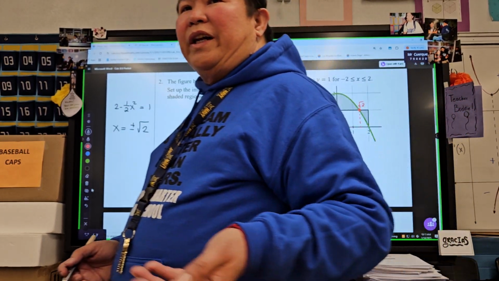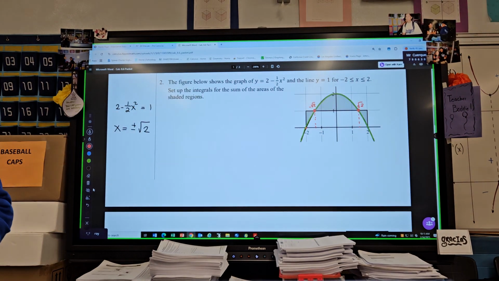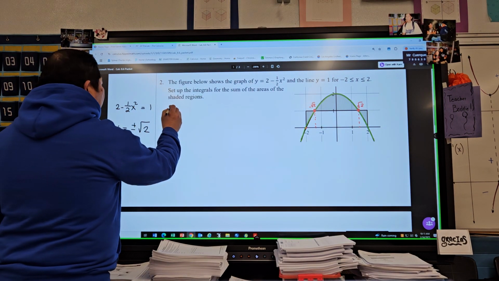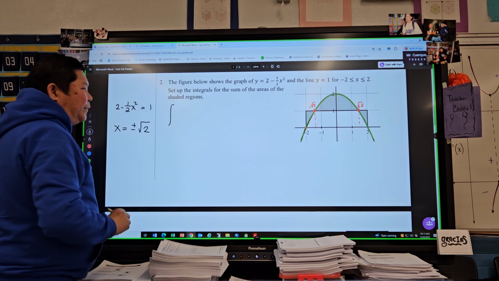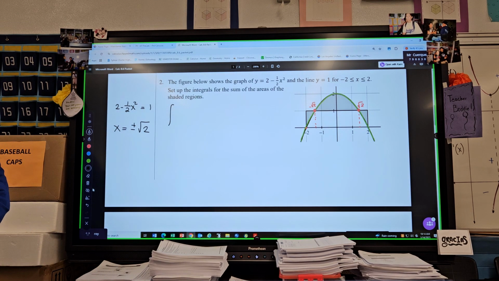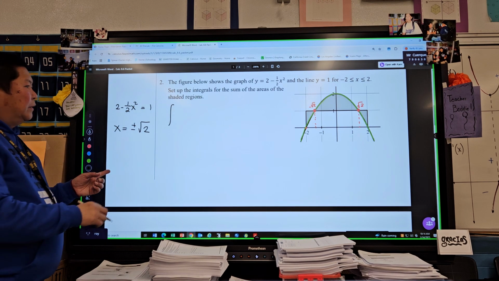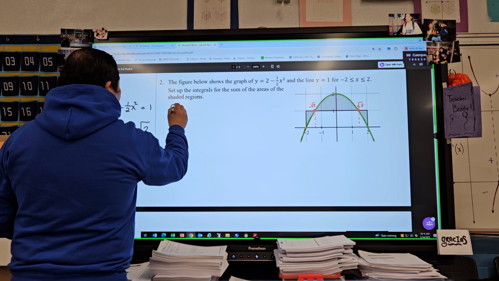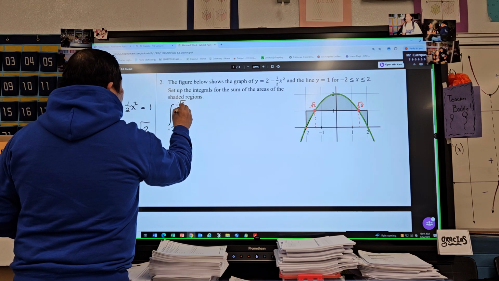So can you now set up the equation? What would be our first setup? The integral from negative 2 to negative square root of 2. Okay, very good. So from negative 2 all the way to negative square root of 2.